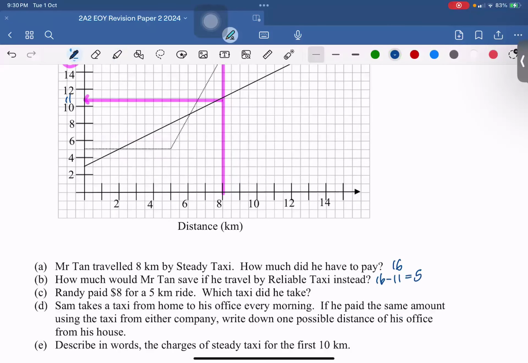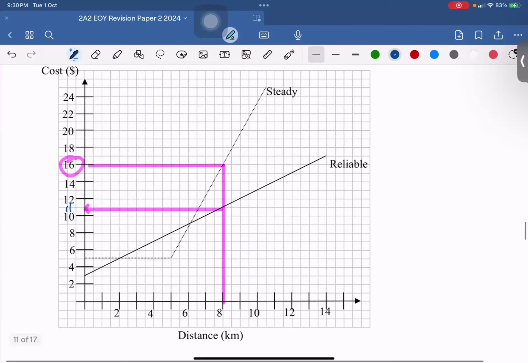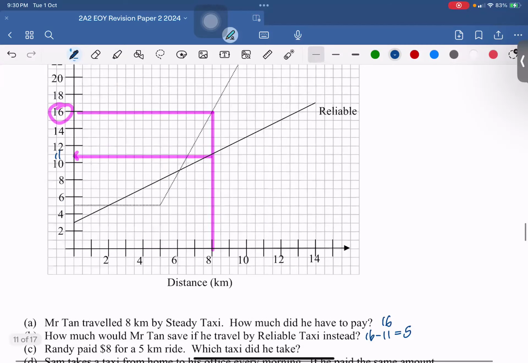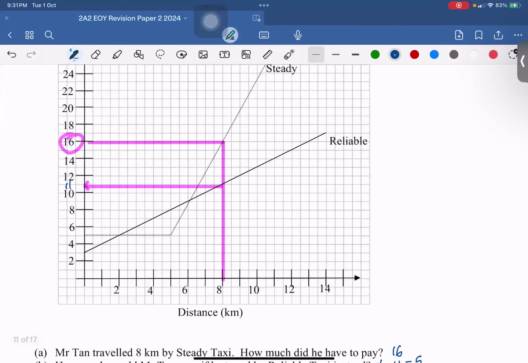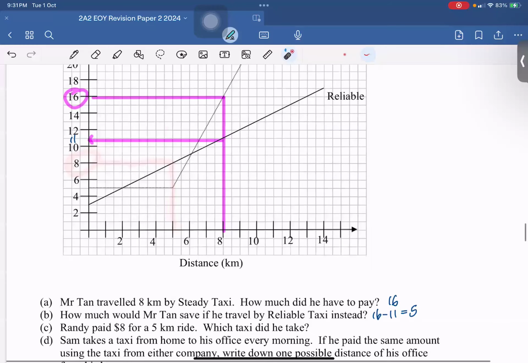$5. Randy paid $8 for a 5-kilometer ride. Which taxi did he take? He paid $8, right? So go to the 5 km, then go straight up. $8. This one not $8. So it must be the other one. So it's reliable, correct? So reliable.